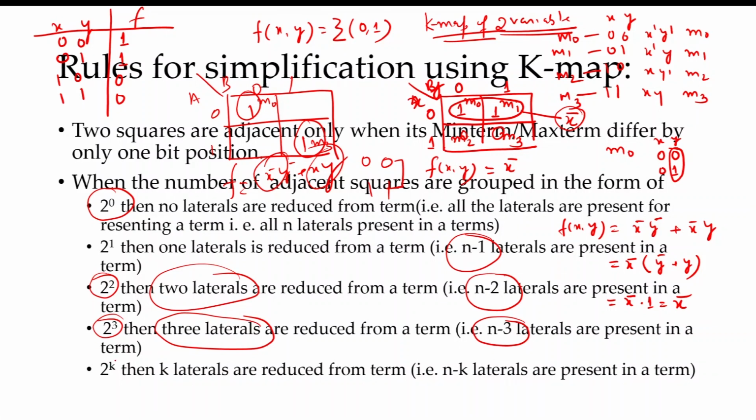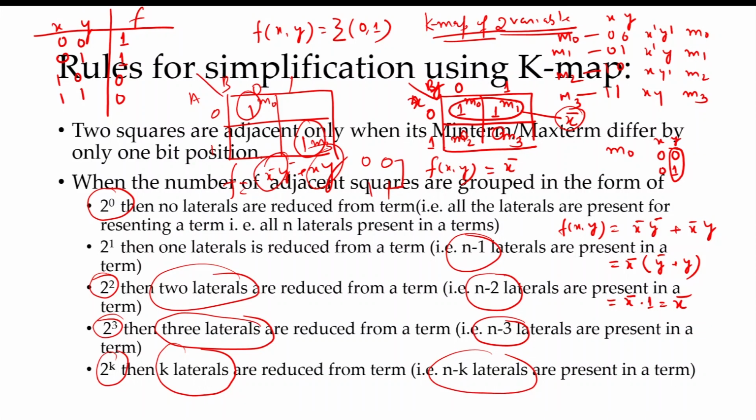And in case of 2 to the power k, when we form a group of 2 to the power k squares, then k literals are reduced for representing that term. How many literals are present? If there are n literals to represent a Boolean function, this means n minus k literals are present to represent that term.